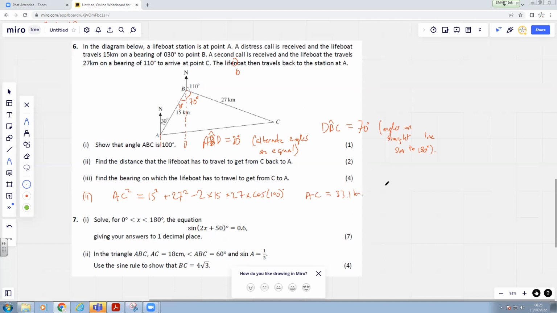Now, part 3, find the bearing on which the lifeboat has to travel to get from C to A. My class are starting to arrive, actually. I'm going to stop this in one spot. I'm going to pause it. Don't worry, you won't notice a thing.